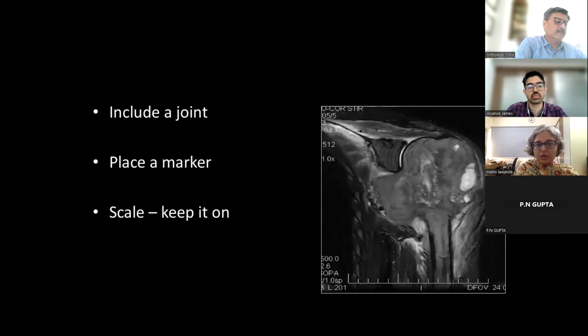You imagine three orthogonal planes. You always include a joint because sometimes you end up getting a scan of just the mid tibia, without any proximal or distal end, and you don't know where you are located.